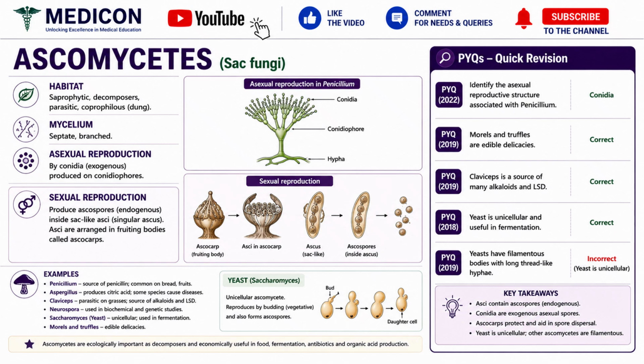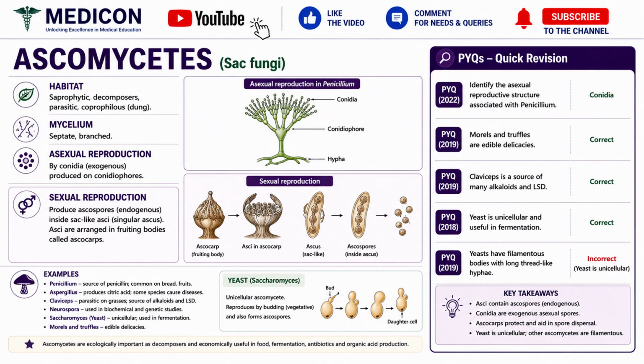When it comes to yeast, you have to remember that it is a unicellular ascomycete, also an example of Saccharomyces. Reproduction is by vegetative budding, and it also forms ascospores. Ascomycetes are ecologically important as decomposers, and economically useful in food, fermentation, production of antibiotics, and organic acid production. Stop the video here and study the previous year question.